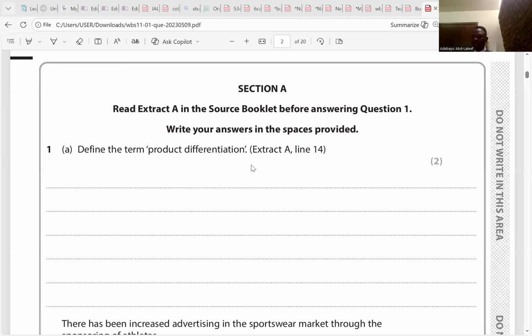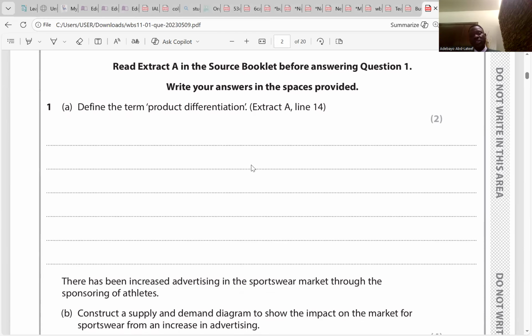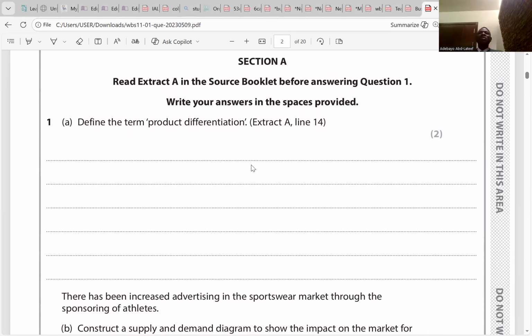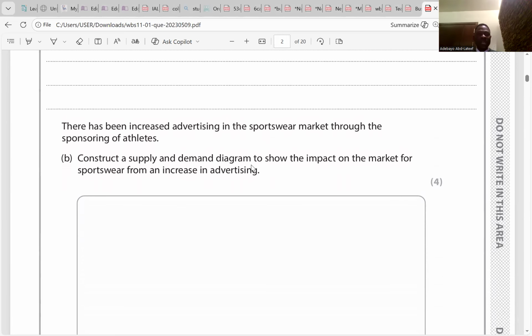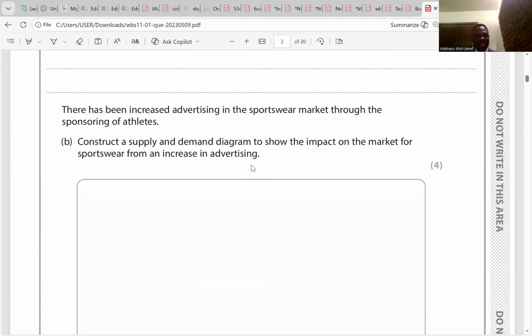So we're starting already. We have question 1. They said, define the term product differentiation. Product differentiation simply means that aspect of a product that makes it different from those of the competitors. Any aspect of a product that makes it different from those of the competitor makes it a product differentiation.